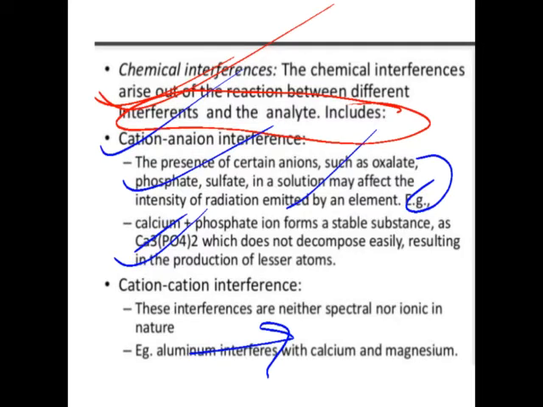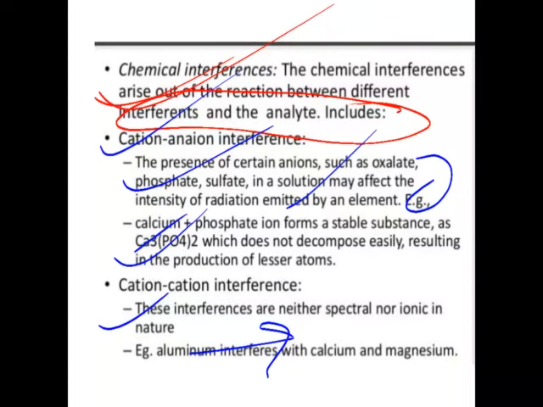Okay, so if calcium and phosphate are there, phosphate is the anion. So calcium phosphate is present. When we heat the calcium phosphate, it should be converted into calcium ions and phosphate ions. But due to its thermal stability, it is difficult to break the calcium phosphate into its individual ions, resulting in the production of fewer atoms. So the reading is less. Hence, we are not getting the 100% correct reading.